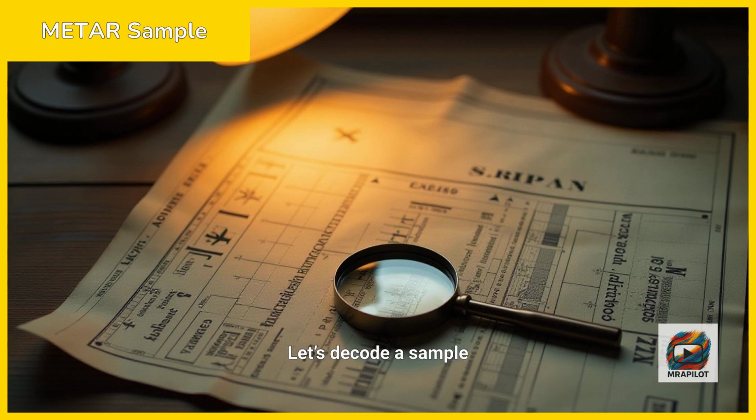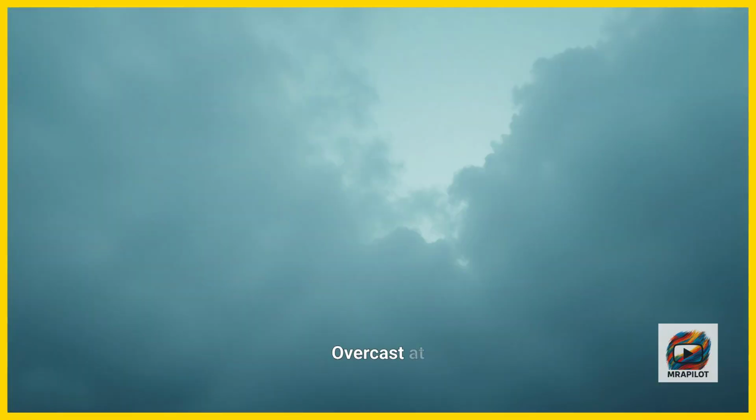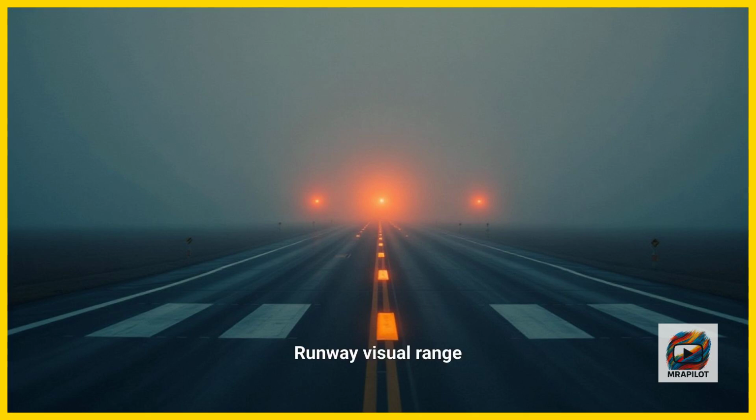Let's decode a sample METAR. This tells us snow is falling. Visibility is half a mile. Overcast at 1,000 feet. Runway visual range is 2,600 feet. Surface temp is -4 degrees Celsius. That's a tough approach. You'll likely need category 2 or 3 minima, de-icing, and full braking consideration.